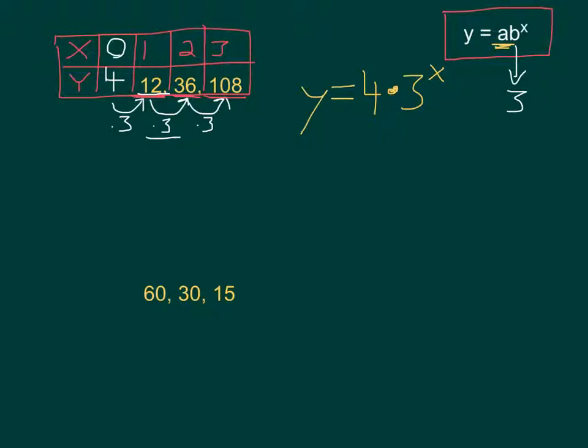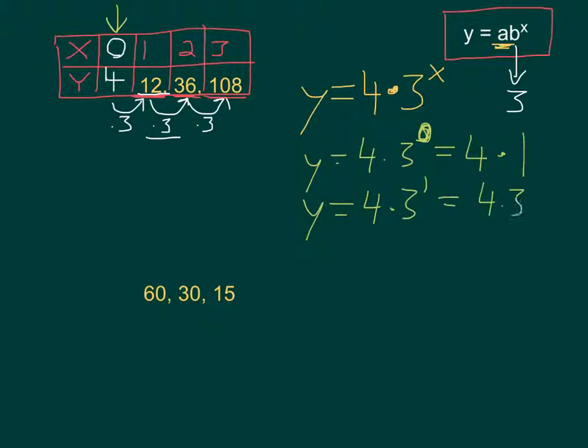Let's check that. If I put in 0, I get y equals 4 times 3 to the 0 equals 4 times 1, because anything to the 0 equals 1. So that works for my first value there. What about y equals 4 times 3 to the 1? That equals 4 times 3, which equals 12. So that works too.